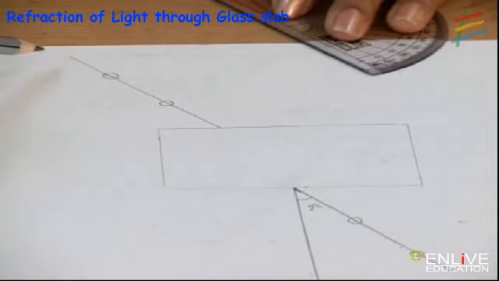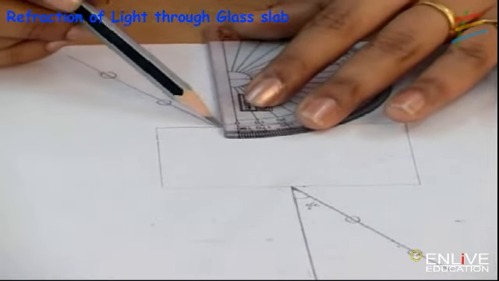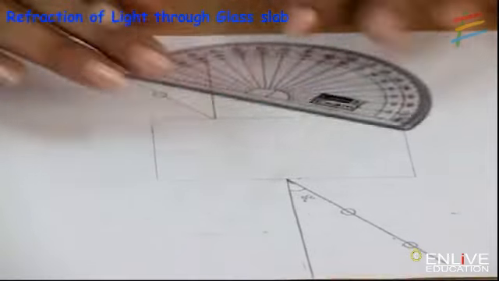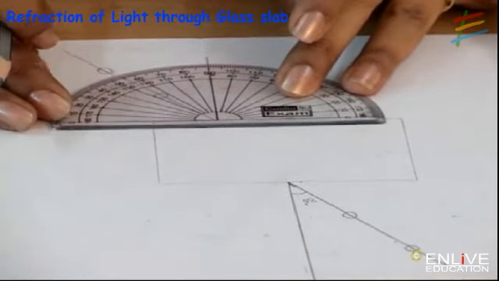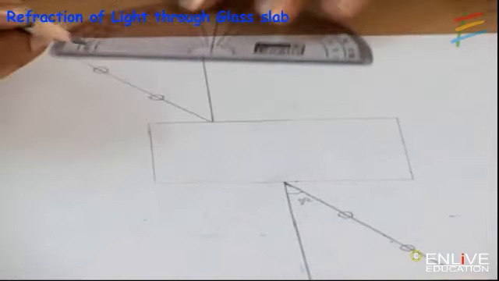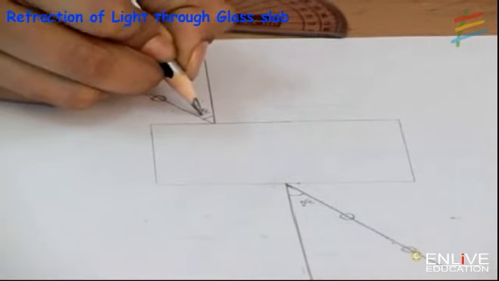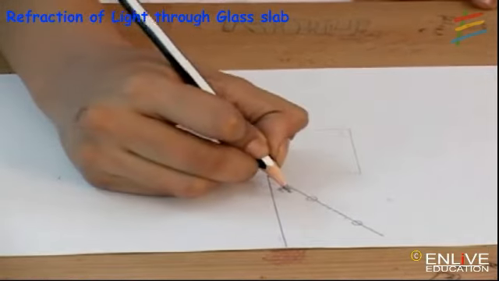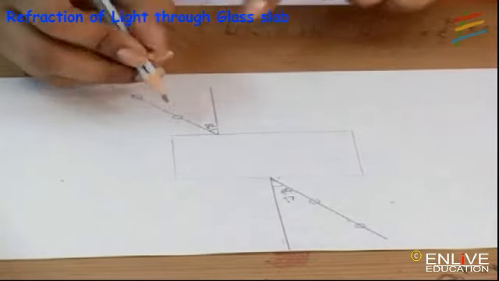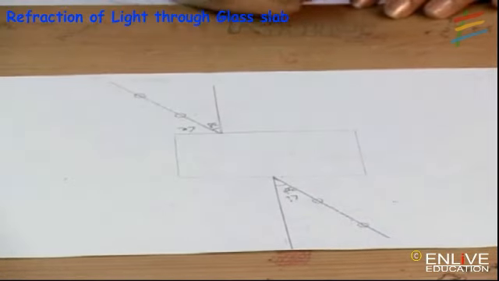Here, the line is a straight line. And if we measure the angle that is being subtended by this line, we observe that the angle is equal to approximately 30 degrees. Therefore, this is our angle of incidence, angle I, and this is angle of emergence, angle E.